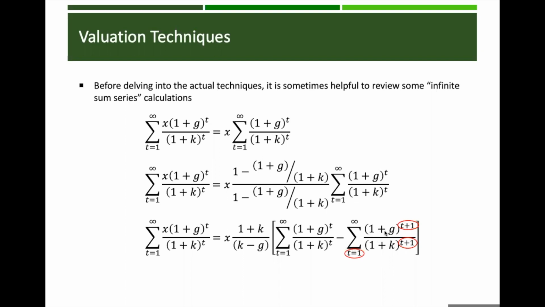So this is simply starting at (1 + g)^2 over (1 + k)^2, and then adding onto it that series, well, (1 + g)^3 over (1 + k)^3, next term (1 + g)^4 over (1 + k)^4, on to infinity. And so what I can do, again, more shenanigans, is change that t subscript to just plain t. Instead of starting at 1, I start at 2.